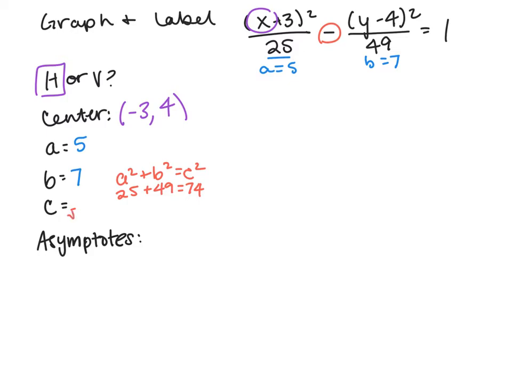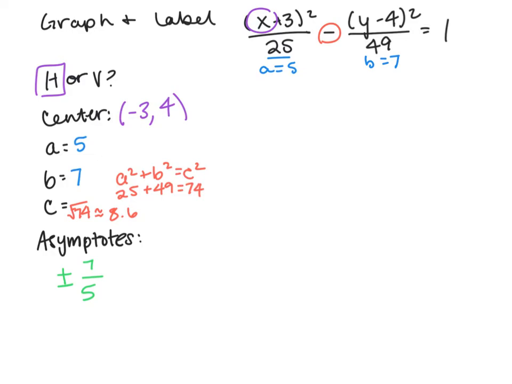So c is just the square root of 74, which for graphing purposes is approximately 8.6. And then something new we have with hyperbolas are the asymptotes, and that's going to help us with the shape. So the asymptotes from the center, we're just going to graph lines with slopes, both positive and negative, b over a. So in this case, it'll be 7 over 5. And I'll show you how that works now as we put it all together.